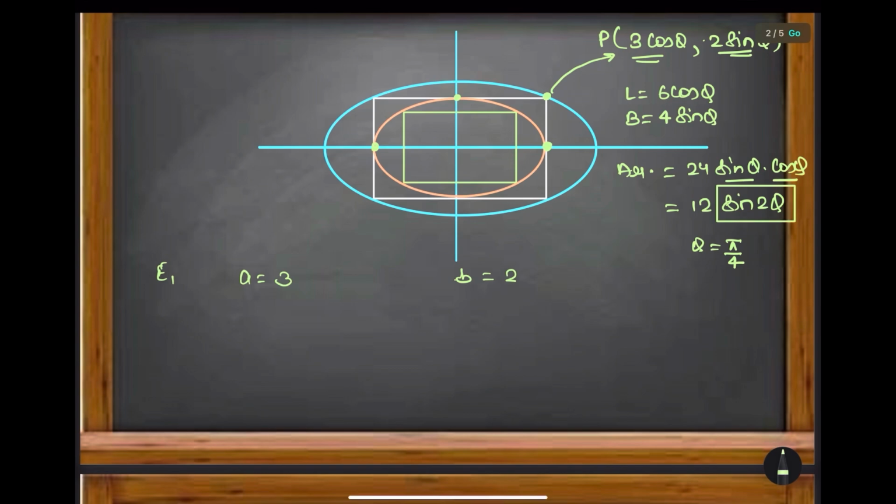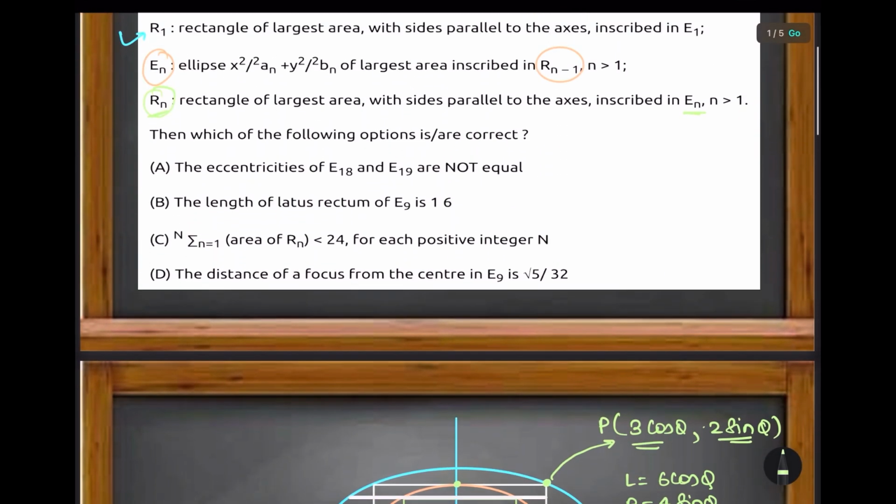Now I'll try to create some situations. For this question we have to find the eccentricity of E18, E19. We cannot reach there, so we have to find out the pattern. Also we have to find the length of the latus rectum of E9. Then the sum of areas we have to find, so we have to find the relationship between areas as well, and the distance between the focus and the center of E9. So you have to find E1, E2, E3, E4, dot dot dot, keep on going, R1, R2, R3, dot dot dot, keep on going. So I'll go with E's.